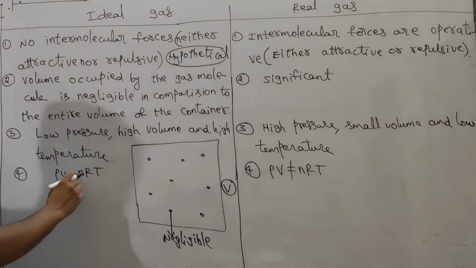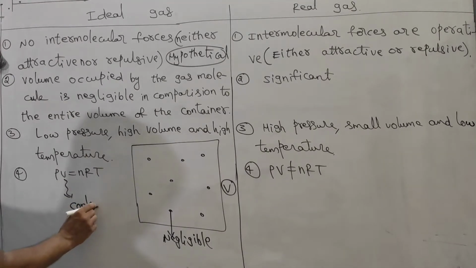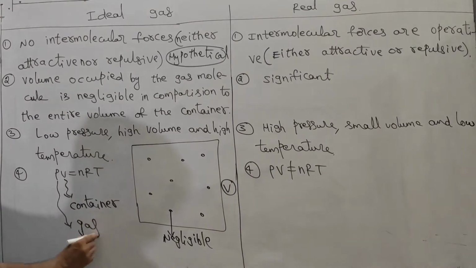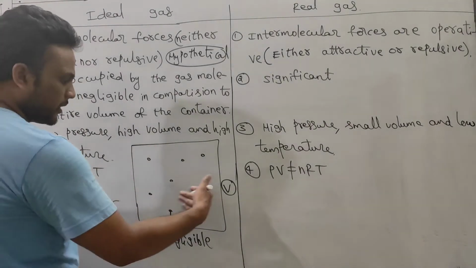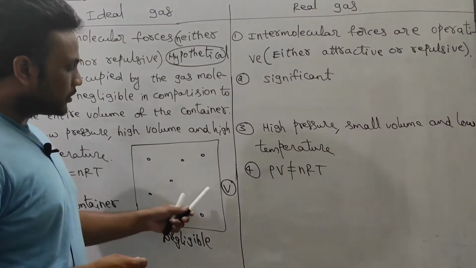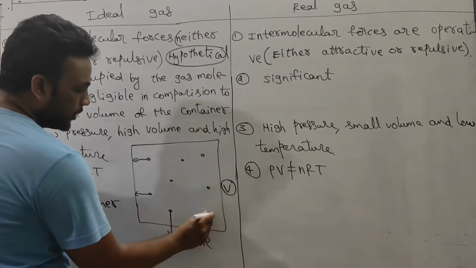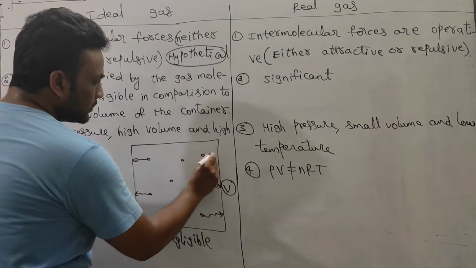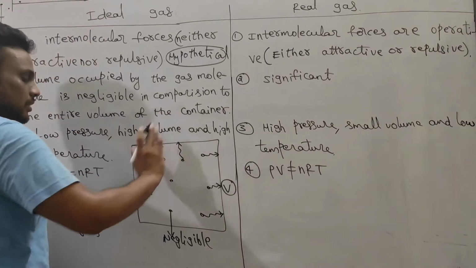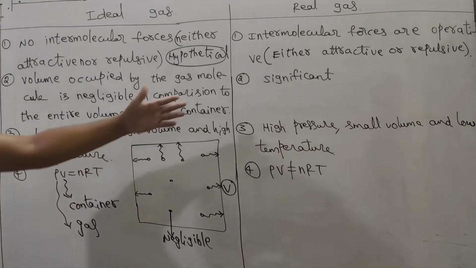So this is the volume of the container, the volume in PV equals nRT also. This is not the volume of the gas molecules. This is the volume of the container. This is the pressure of the gas, because gases exert pressure inside the container because of collisions with the walls of the container. We know gas molecules are free to move according to kinetic molecular theory. These gas molecules strike the walls of the container, so they exert pressure inside the vessel.